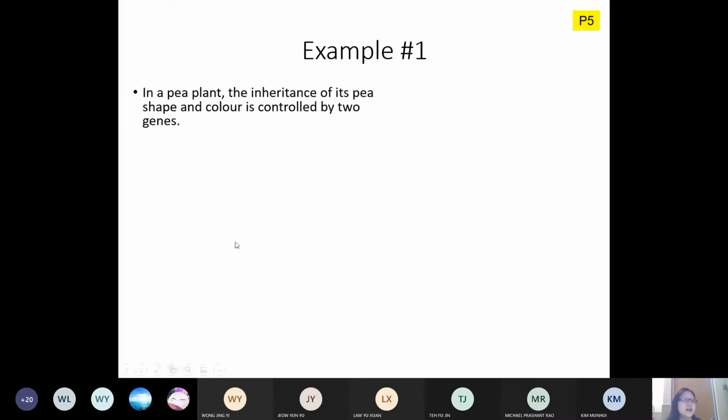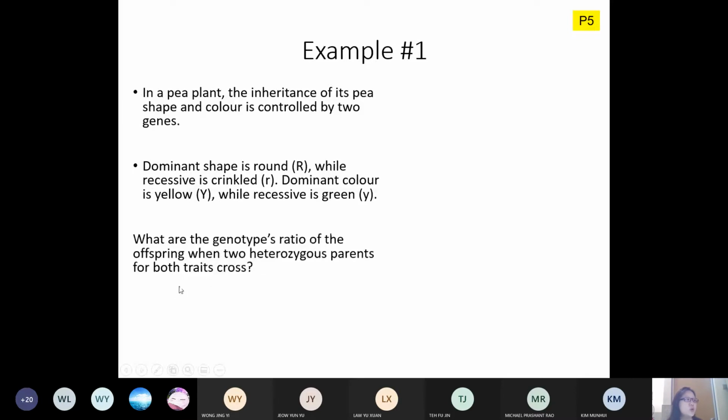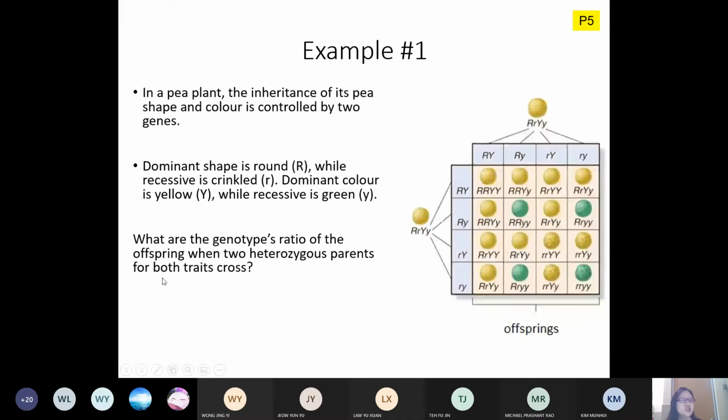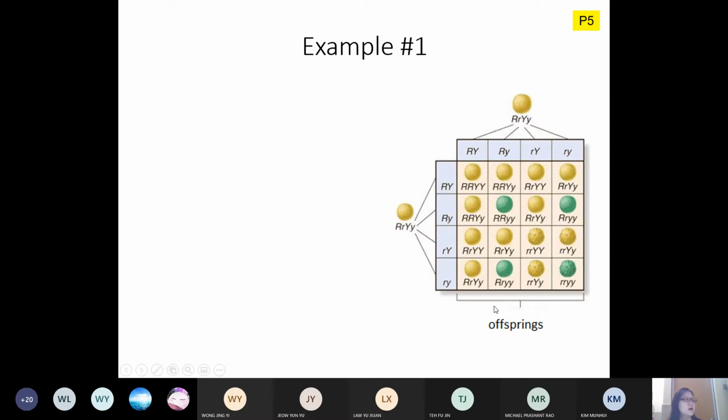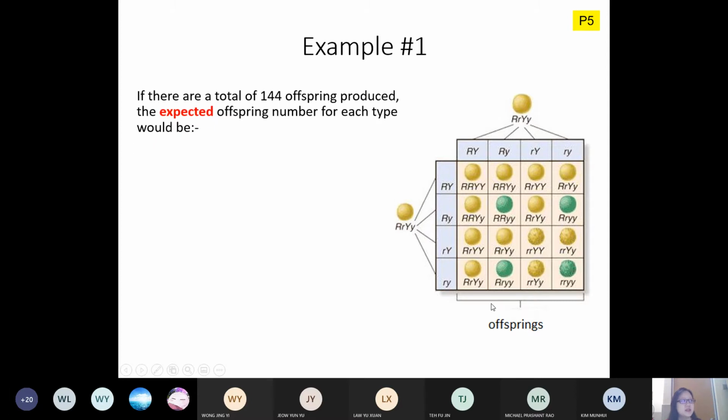Okay, so let's do the pea plant example again, and this one you would know already. We did this just now, the same exact question. The traits are round or crinkled, yellow or green. Round is dominant, yellow is dominant. And we expect a 9:3:3:1 ratio. I think I misread the question. So it should be 9:3:3:1, right? Okay, I do have that in the slides.